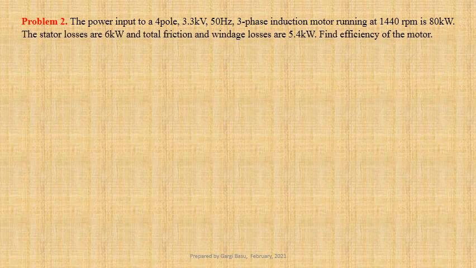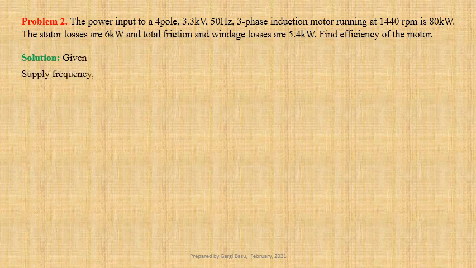Problem number 2. The power input to a 4-pole 3.3 kilovolt 50 Hz three-phase induction motor running at 1440 rpm is 80 kilowatt. The stator losses are 6 kilowatt and total friction and windage losses are 5.4 kilowatt. We have to determine the efficiency of this motor.